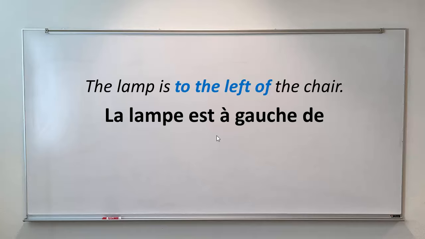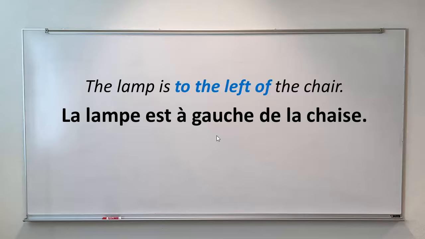Comment dit-on the chair? En français, on dit la chaise. La chaise. So here we have a nice, beautiful sentence in French. The lamp is to the left of the chair. La lampe est à gauche de la chaise.